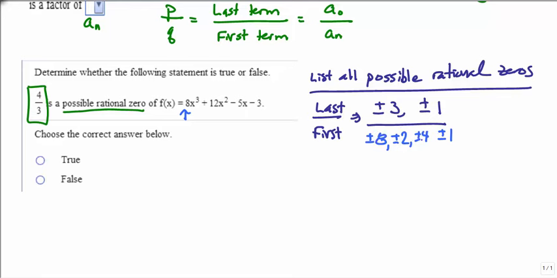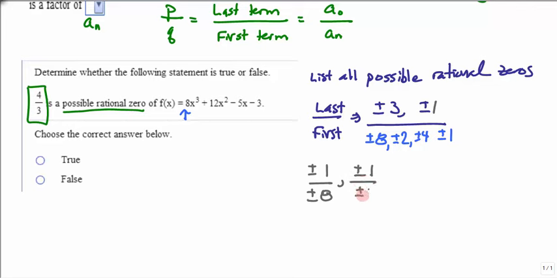Now, list all possible rational zeros means to actually list out all of these possible ratios. I think I'll start with the 1 first, just to stay in order, from smallest to largest. So plus or minus 1 over plus or minus 8, plus or minus 1 over plus or minus 2, and that's coming from here, plus or minus 1 over plus or minus 4, and plus or minus 1 over plus or minus 1. Okay, so there's a partial list.